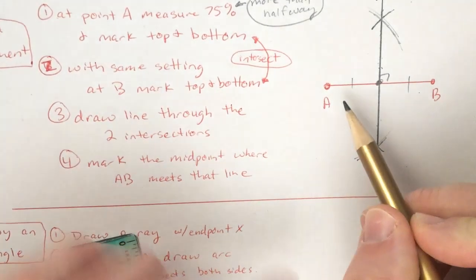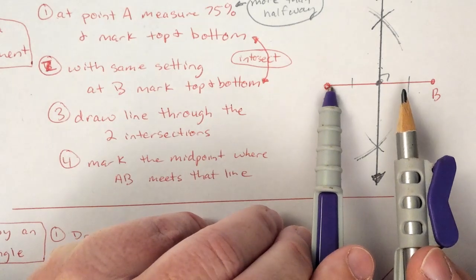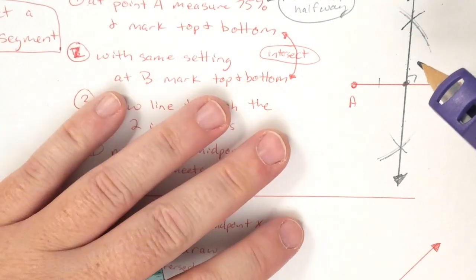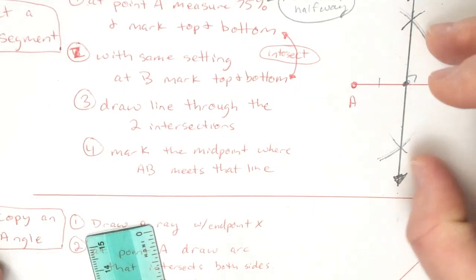So step one is to put the needle here. We measure more than halfway. We mark the top, we mark the bottom with that same setting. You go to the other point, you mark the top and you mark the bottom, and you draw a line through those two intersections.